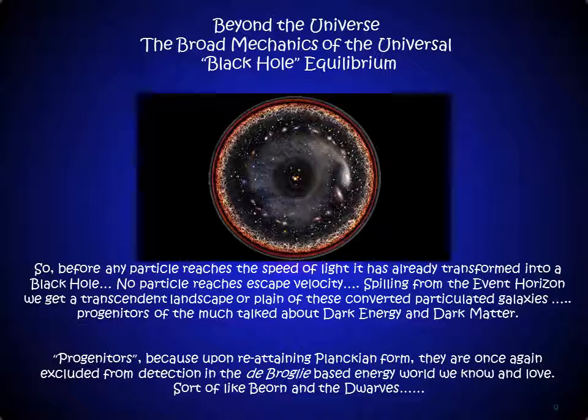Before any particle reaches the speed of light, it has already transformed into a black hole. No particle reaches escape velocity. So spilling from the event horizon, we get a transcendent landscape or plane of these converted particulated galaxies. And these are the progenitors of the much talked about dark energy and dark matter. All of this while never leaving the universal event horizon, which is impossible. These progenitors, because of reattaining Planckian form, are once again excluded from detection in the de Broglie-based energy world. They become sort of like Beorn following along with the dwarves, if you have any idea what I'm talking about.